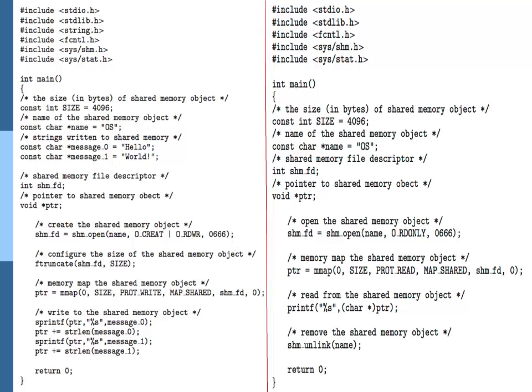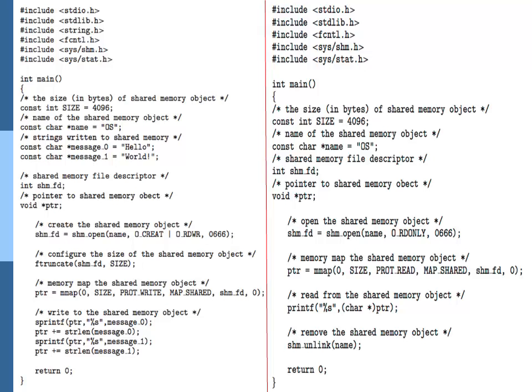Let's take a look at a consumer process. It shows on the right side. The consumer reads and outputs the contents of the shared memory. First, it also declares the size, the name, the integer shm_fd, the file descriptor. Then we also have a pointer.